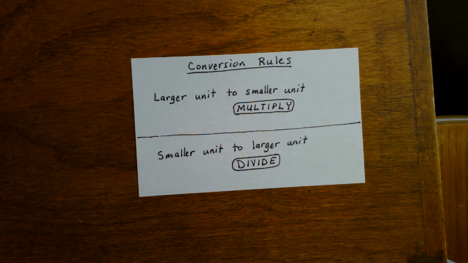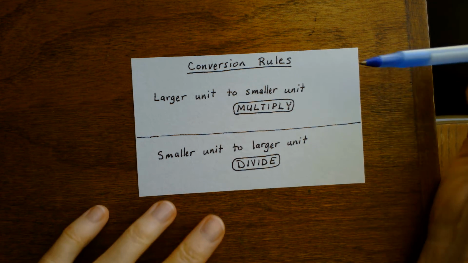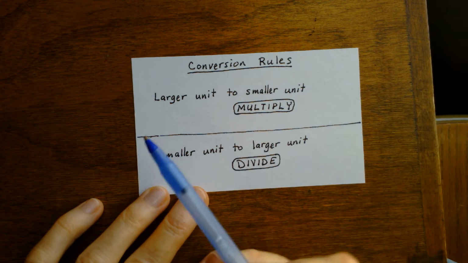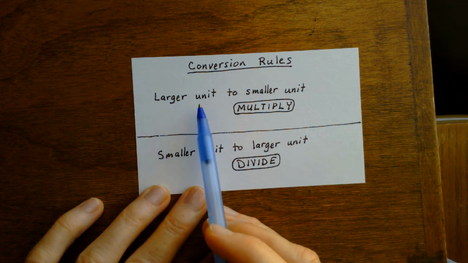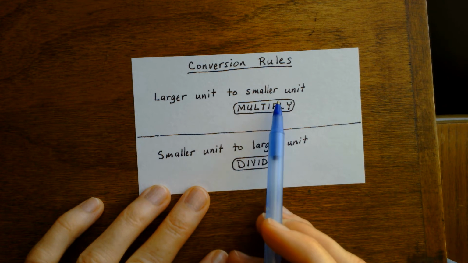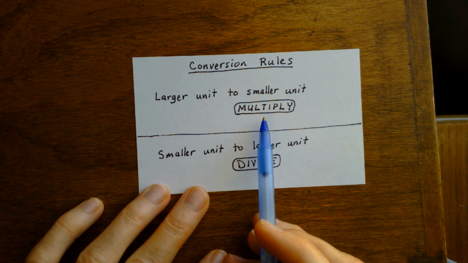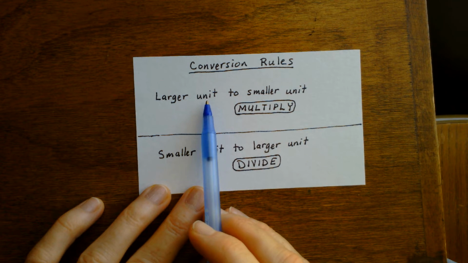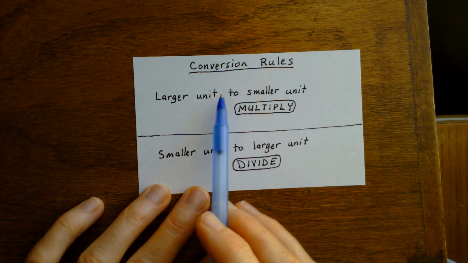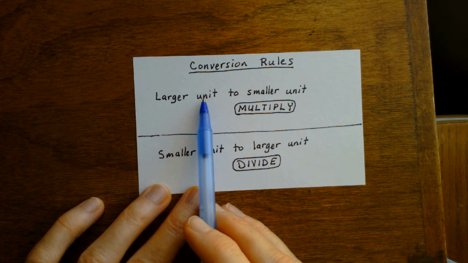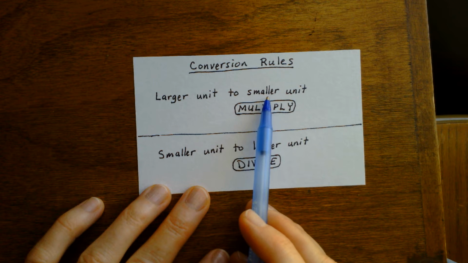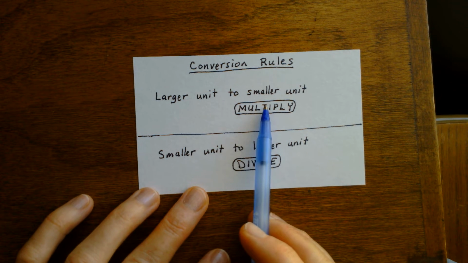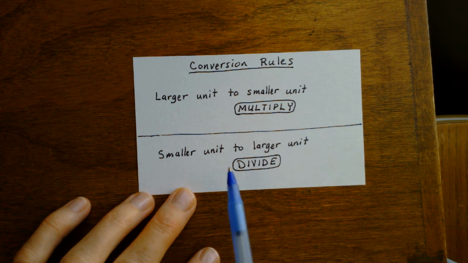This is for lesson 13, which is about converting measures. So here are the rules for converting measures. If you're converting from a larger unit to a smaller unit, you will multiply. For example, if you're converting from yards to feet, you're going from something larger, yards, to something smaller, feet, so you're going to multiply.